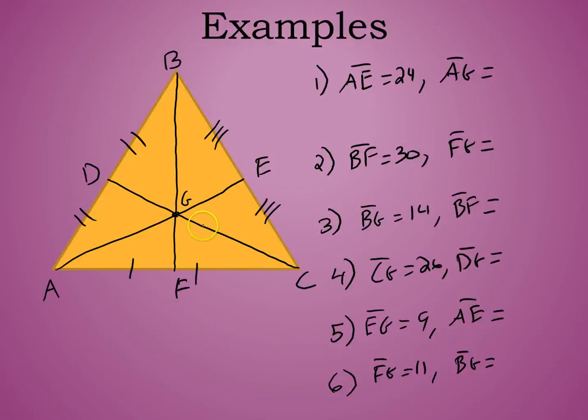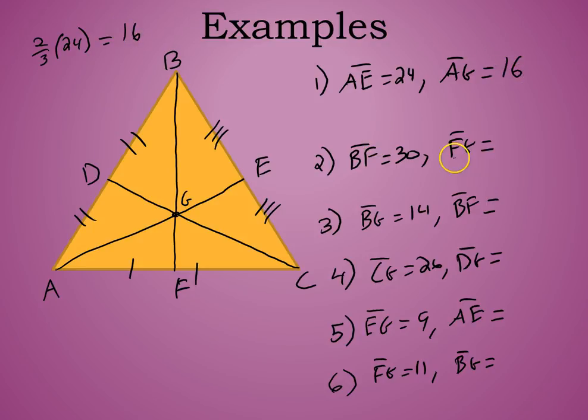So for these examples, I want to use what we just talked about with our medians to solve these problems. So I'm given the median AE, this whole line. I want to find AG. Well, 2/3 of the median is the distance from the vertex to the centroid. So 2/3 of 24 is going to be 16. So AG would be 16.